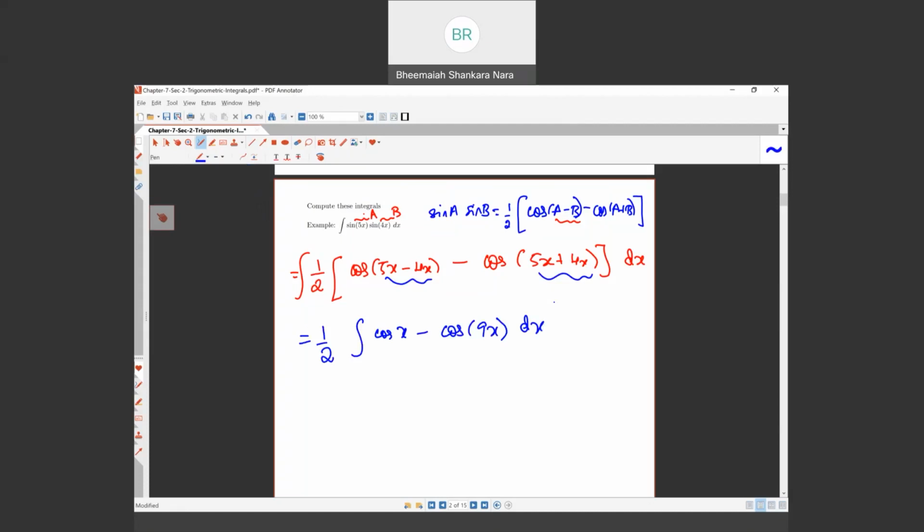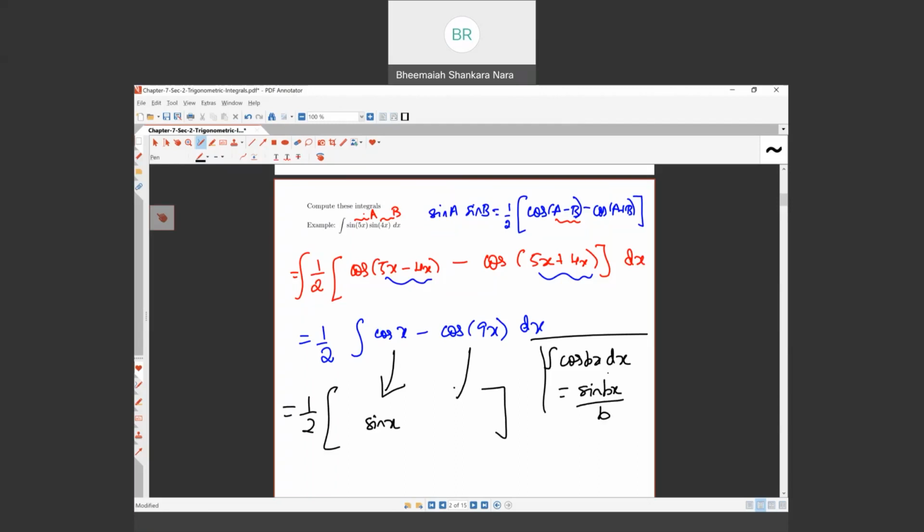So at this point, we use the formula: integral of cosine bx dx, then we have sine bx divided by b. So we have 1/2. Integrate this cosine x, we have sine x. Integrate cosine 9x, we have the formula on the right. Cosine bx is sine bx divided by b. So cosine 9x will be sine 9x divided by 9. The coefficient 9 comes in the denominator. And just bring down this negative sign. And for sure, because this is not a definite integral, you have to add a plus c.